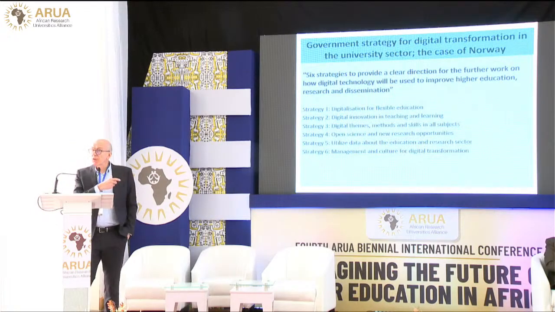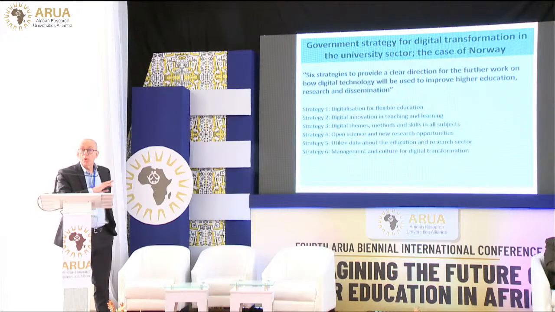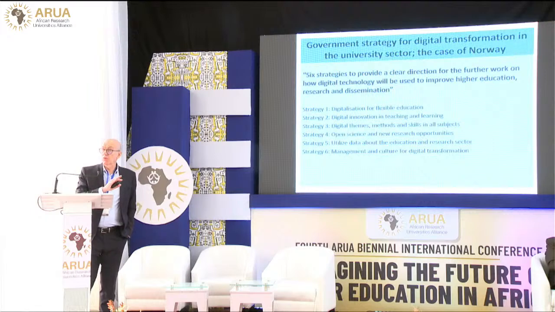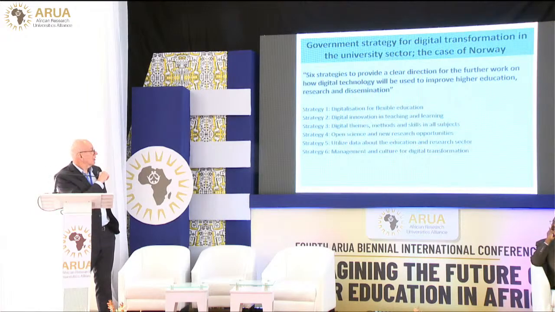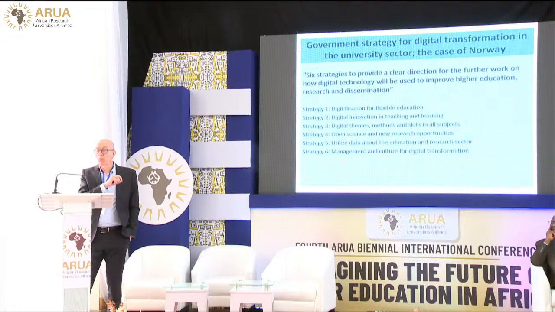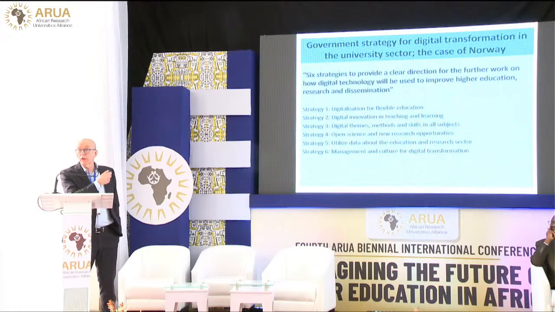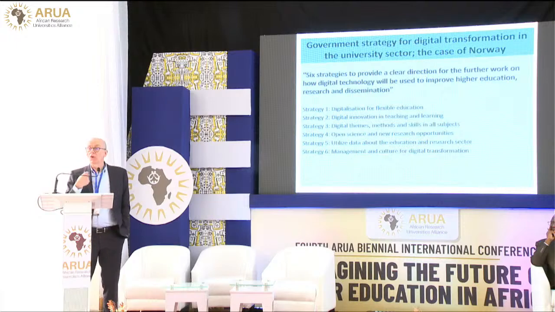In this specific paper, there are 6 strategies, and I won't bore you with all the details. As said, those of you interested, I really recommend to read the copy. But here are the strategies that the government has presented. And one of them, strategy 3, I will look at in a bit more detail to show you what's going on. That's digital themes, methods, and skills in all subjects offered at the universities and colleges.